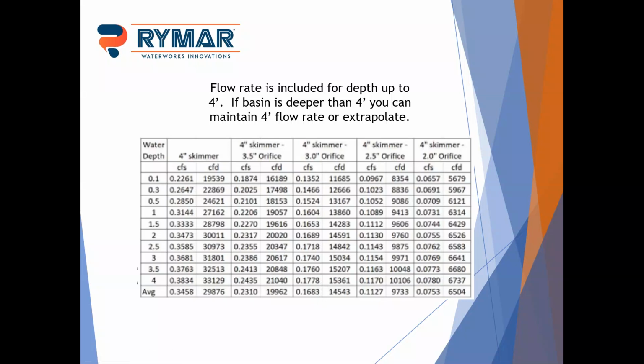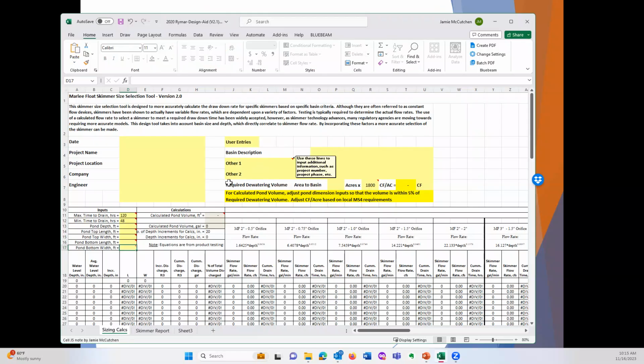So real quick here before we end, I'm going to do a little quick example with our actual design tool. So like I said, this is our Excel design tool, and so let's simply fill it in and show you how simple this is. So date, today's the 16th of November. Project name, let's call this a Rymar test. Location, let's assume it's in Charlotte, North Carolina.